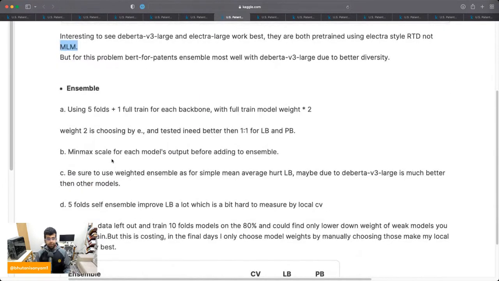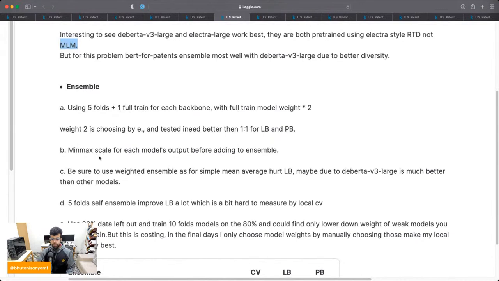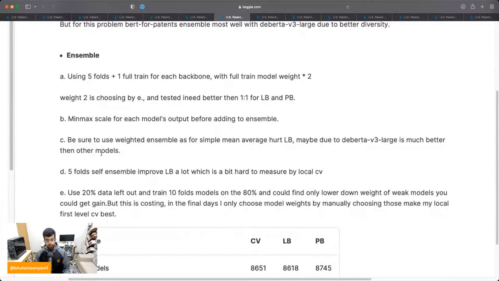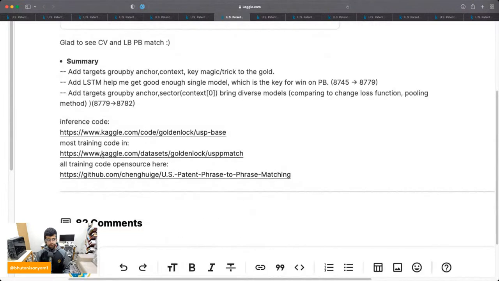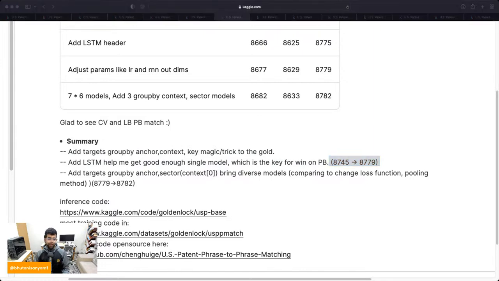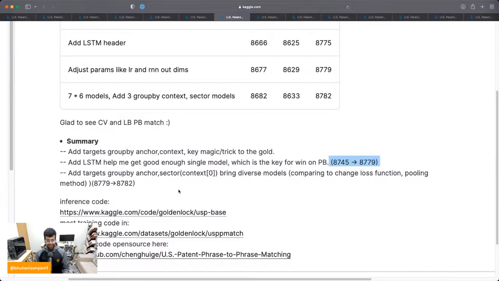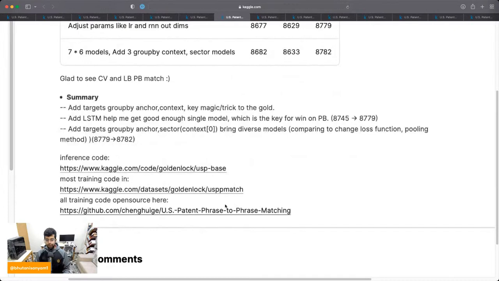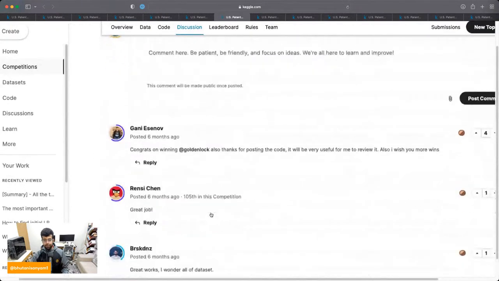After this, he talks about the ensemble approach and how he had come up with the weights. I think this was straightforward, so I'll skip through this. So in summary, he had come up with the magic trick. He discovered the magic trick. He added an LSTM to help him get a good single model, which was key for the win, because as you can see, it gave him a nice score. Now he's talking about winning a competition, so you need every bit of push you can get for that. Adding the letter, so context zero, also brought diverse models for his case. And then you can find his open source solution here on his GitHub repo.